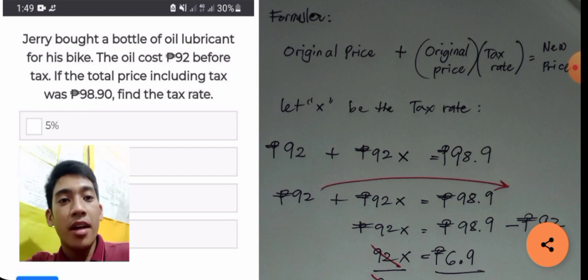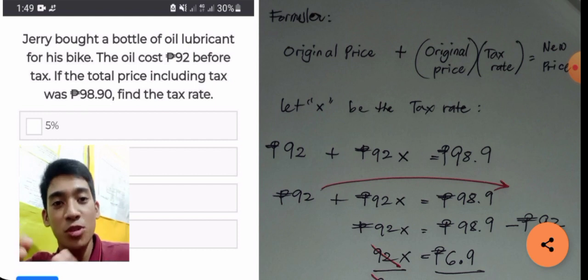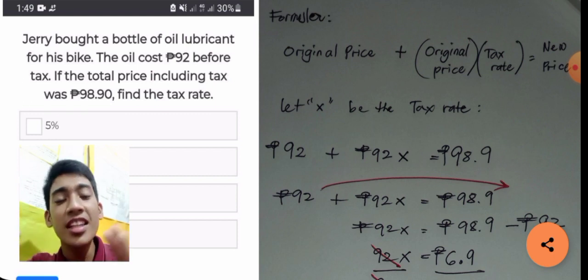Next, Jerry bought a bottle of oil lubricant for his bike. The oil cost 92 pesos before tax, so no tax yet, 92 pesos. If the total price including tax was 98.9 pesos, find the tax rate. So from the original price of 92 pesos, it becomes 98.9, including already the tax of 6.9 pesos. So let's find the tax rate.